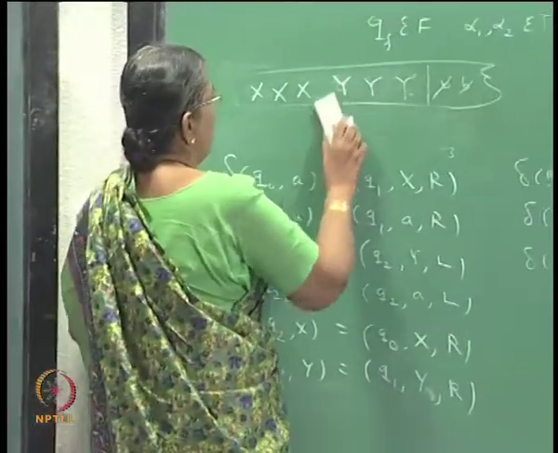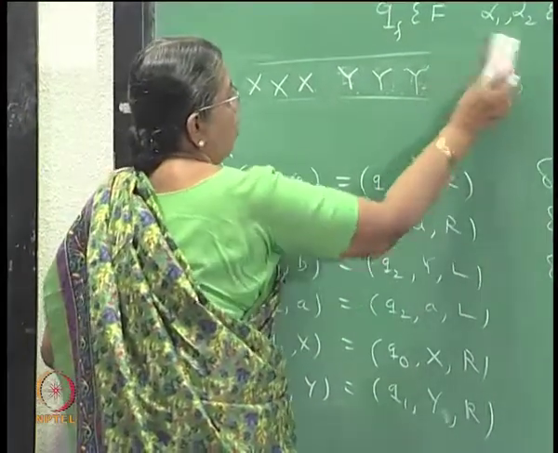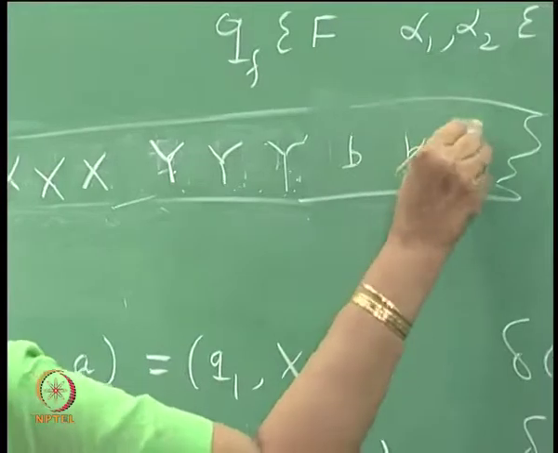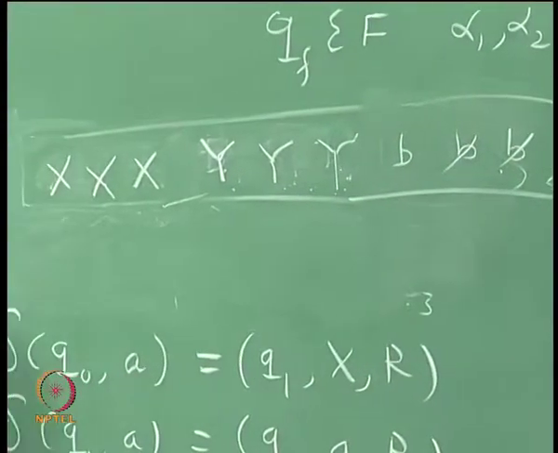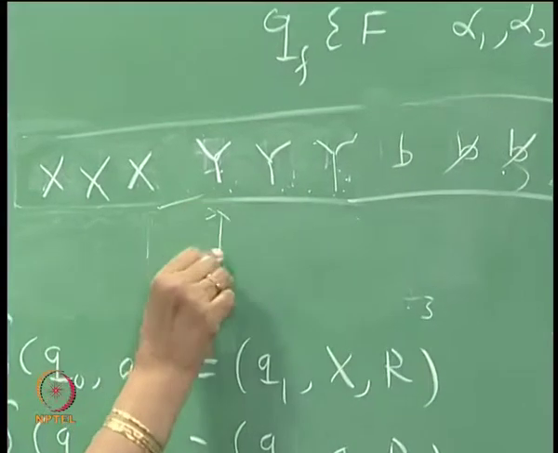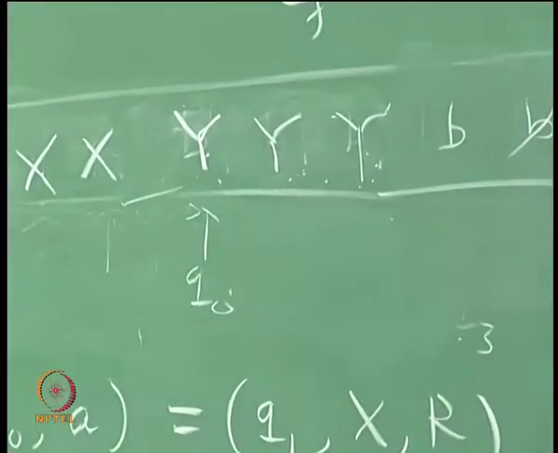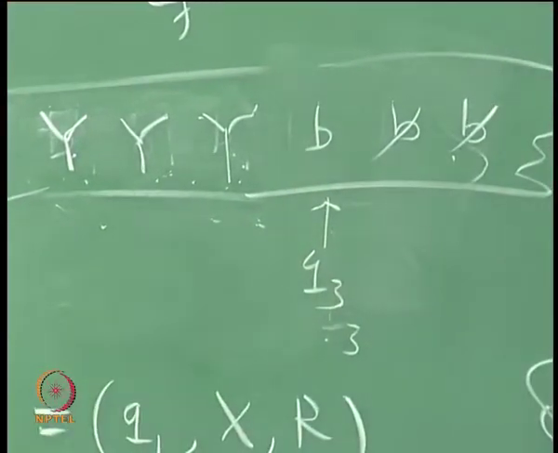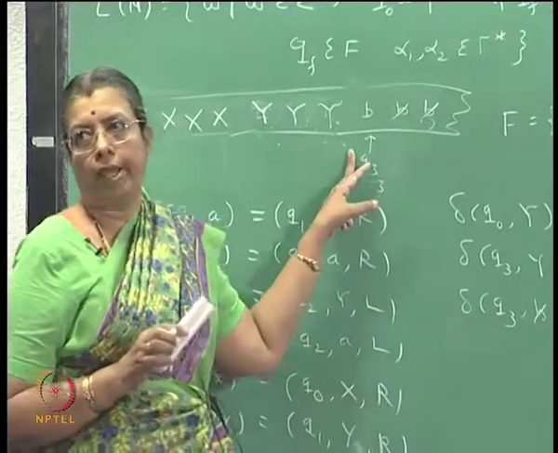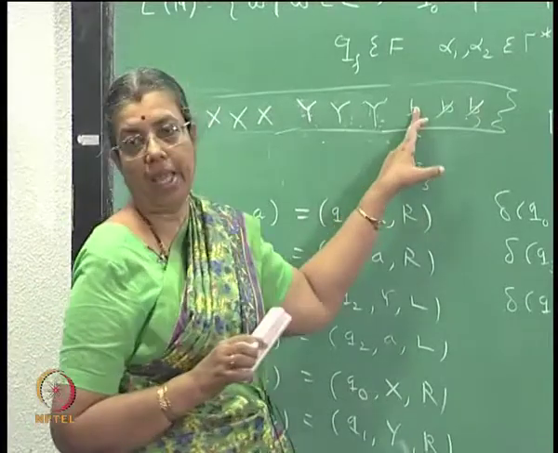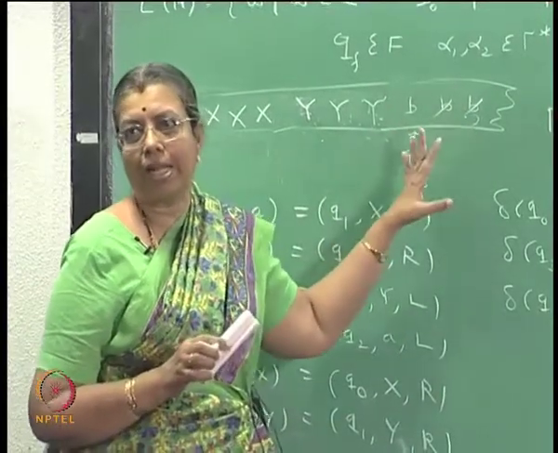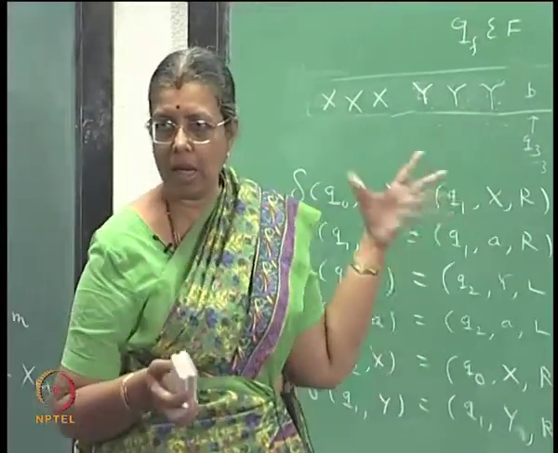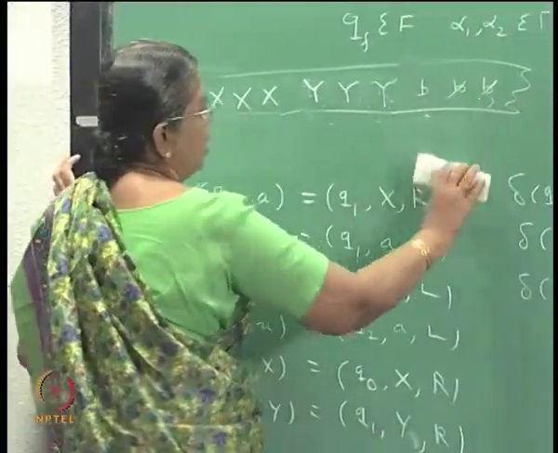What will happen if you have more B's? Suppose I have one more B here, so 3 passes are over, and you see here this Y in Q naught. So, it will go to Q3 and start moving right. In Q3 it can pass over the Y's, and if it sees a blank it will halt and accept, it will go to Q4 and accept. If it sees a B, no move is specified, it has to halt, but it does not accept the input.